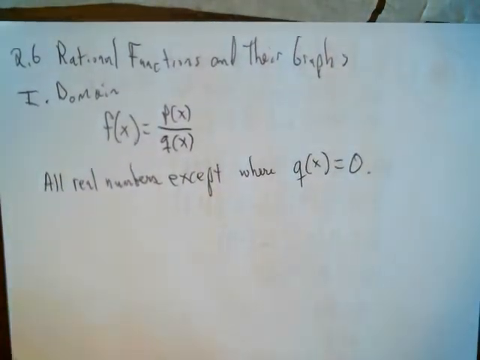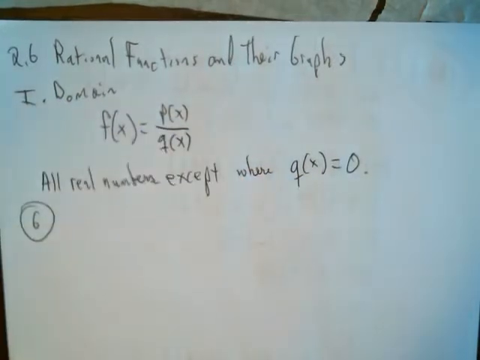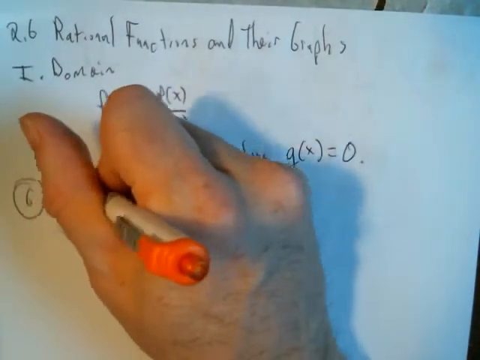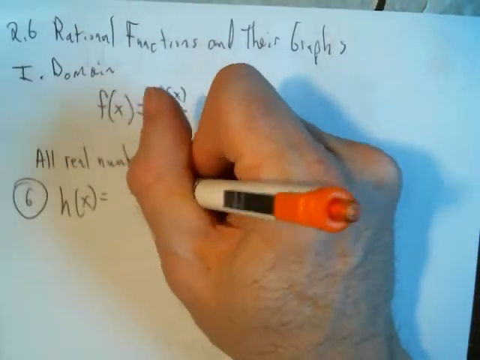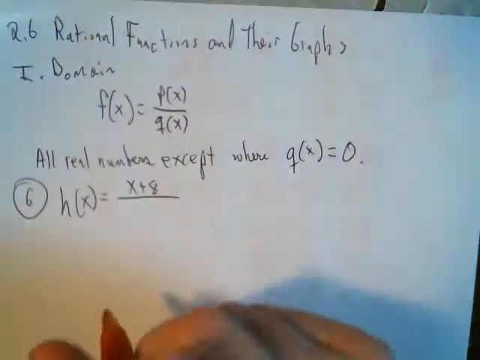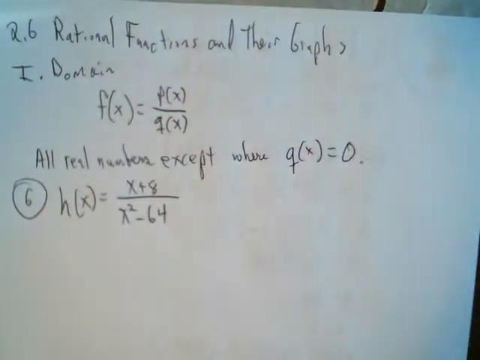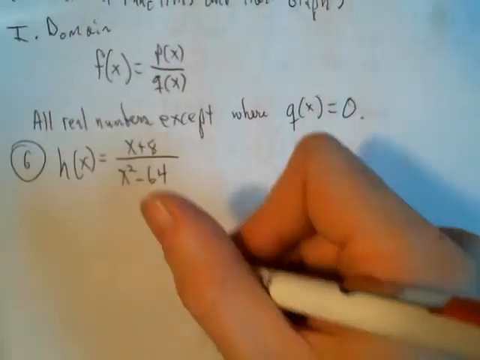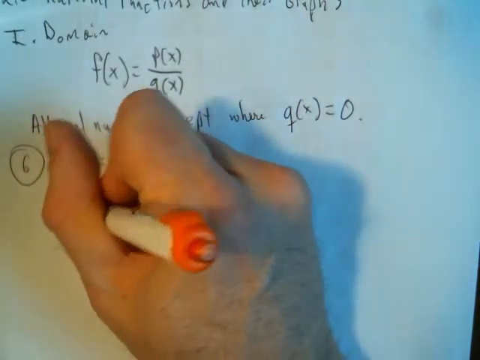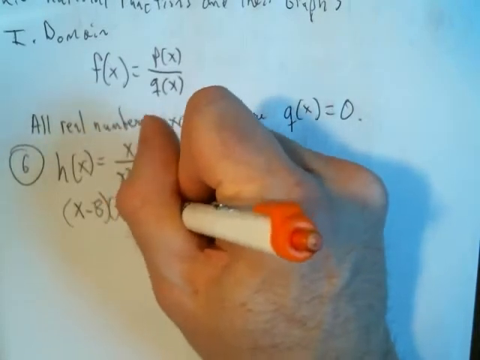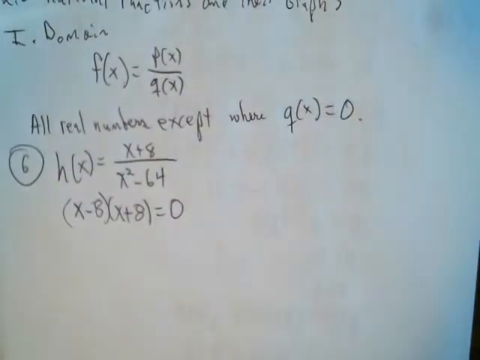Okay, so let's take a look at number 6 in the book. And I probably want us to figure out the domain. So I have h of x equals x plus 8 all over x squared minus 64. Okay. So what I'm going to do is factor the denominator, x minus 8 times x plus 8. And I'm setting it equal to 0.